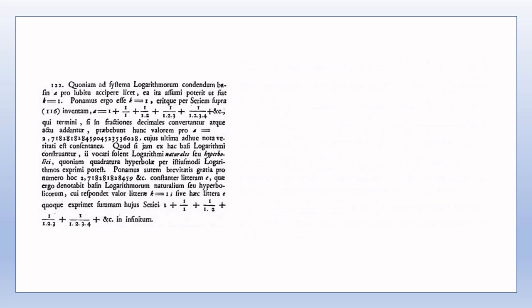Euler introduces the notions of natural or hyperbolic logarithms, which are logarithms with base equal to the number 2.71828182845904523 and so on. This famous number is found by setting k and z both equal to 1 in the series for a to the power of z found in section 116. Euler uses the symbol e to represent this number, and thus e will denote the base of the natural or hyperbolic logarithms. Moreover, e equals 1 plus 1 over 1 plus 1 over 1 times 2 plus 1 over 1 times 2 times 3 plus 1 over 1 times 2 times 3 times 4 and so on.